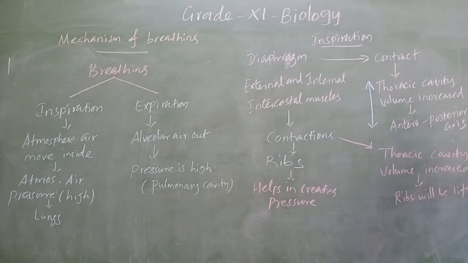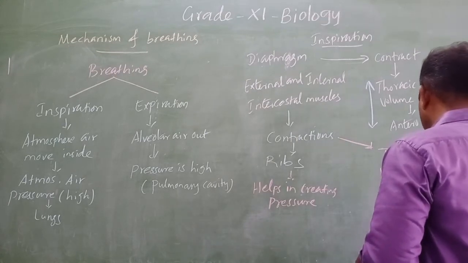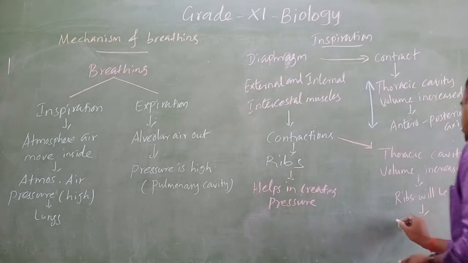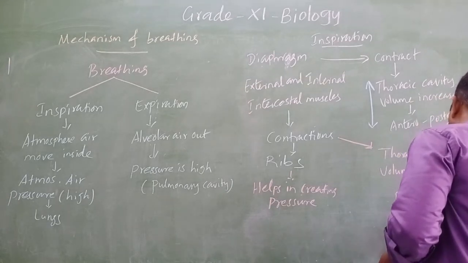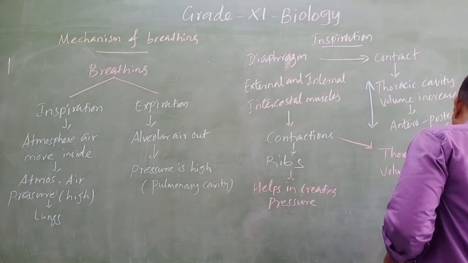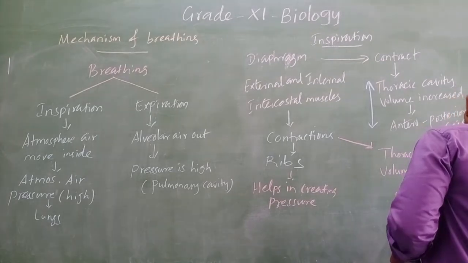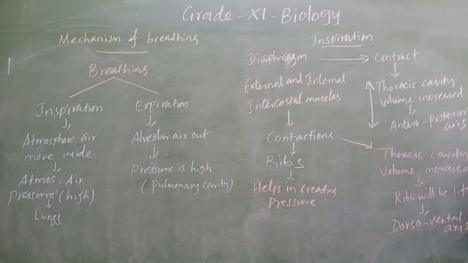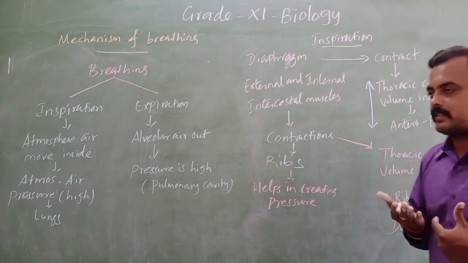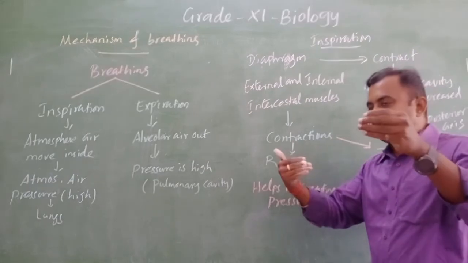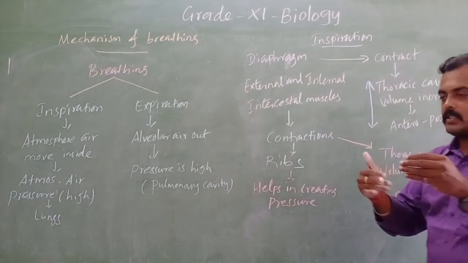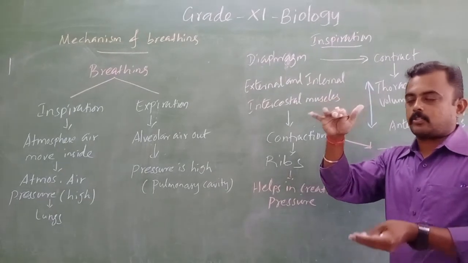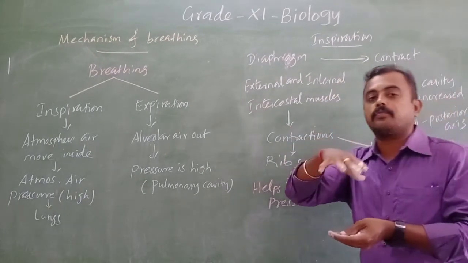In what axis? That means it is the dorsoventral axis. Dorsal means back side, ventral means front side. So front and back, the volume is increased due to the diaphragm contraction. From the top to bottom, the volume is increasing. So totally the thoracic cavity volume is fully increased.